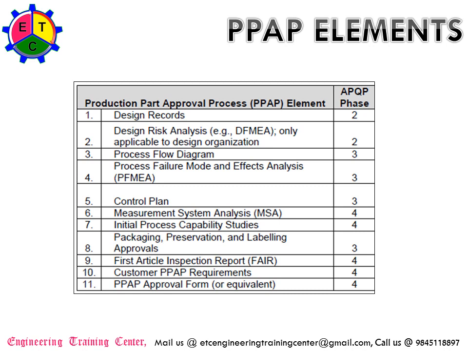Control plan, this is from the phase 3. And then measurement system analysis, MSA, this is from the phase 4. And initial process capability studies, Cpk, comes from the APQP phase 4. And packing prevention, preservation and labeling approvals, this come from the phase 3. And then important deliverables, deliverable number 9 is the first article inspection report, comes from APQP phase 4.